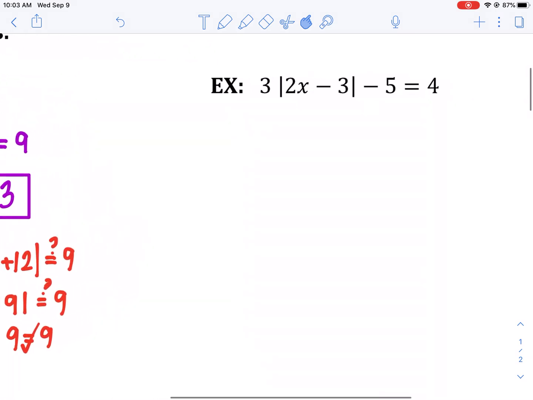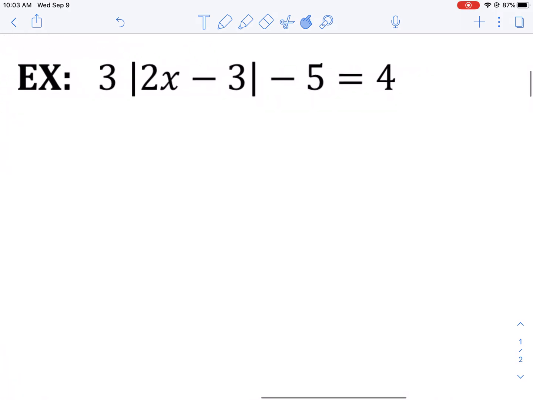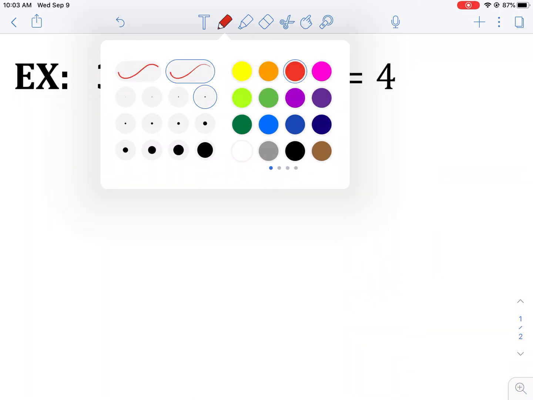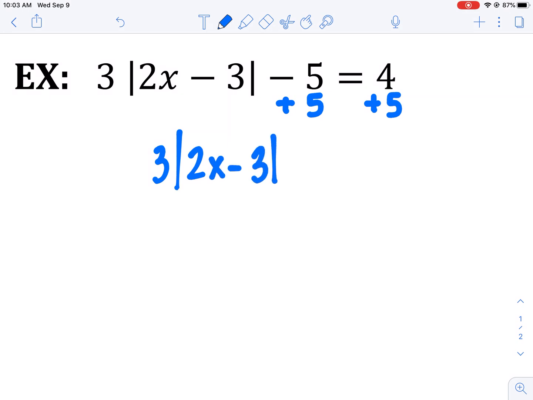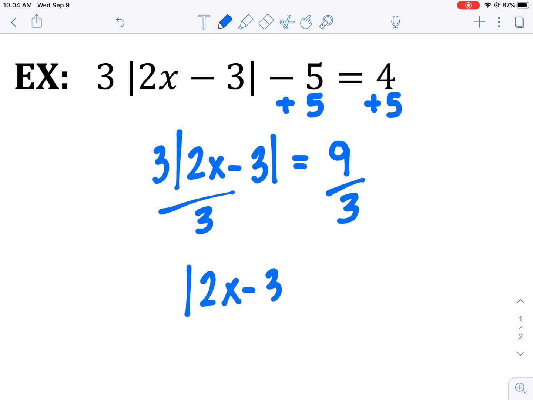Next, notice there's a couple things working outside of the absolute value. You need to get rid of all of that first. Then you can break out of the absolute value. Then you can check for extraneous solutions. So let's add 5. Divide by 3. Now this looks just like the problem that we just did. You have a solo absolute value equaling a positive number.